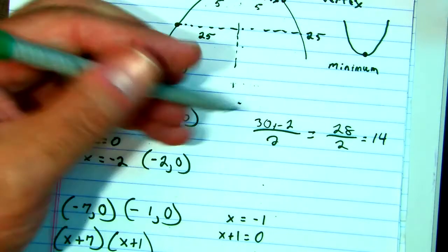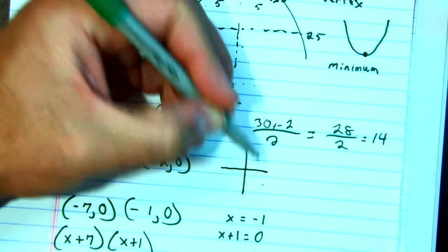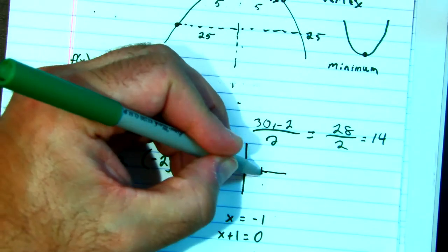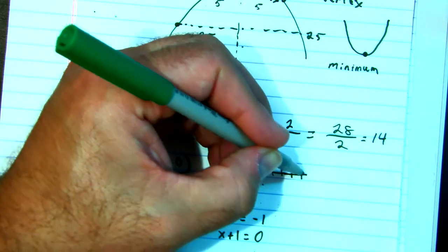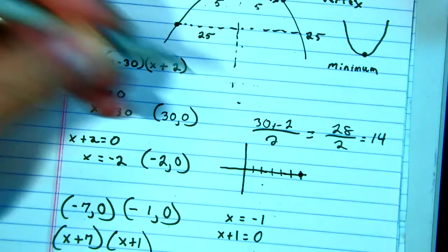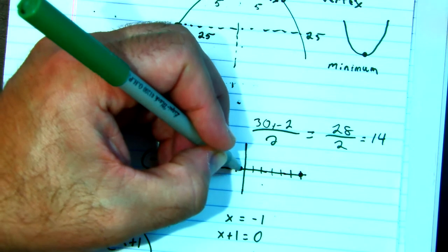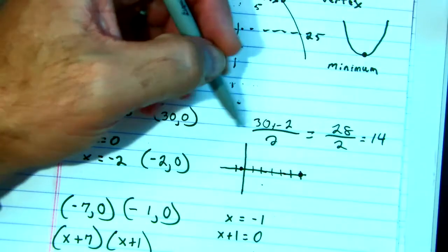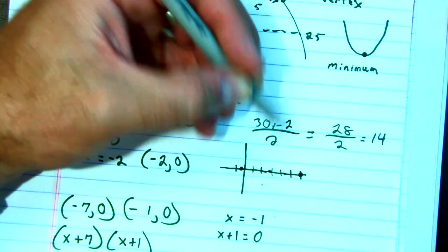So let's just do a quick generic graph. I'll do this, just quick. And let's pretend I go ahead and mark these off. It'd be 5, 10, 15, 20, 25, 30. So here we go. There's one of my x-intercepts. Then I go this way. This would be 5, so negative 2 would be somewhere around here. Okay? And I know that in between that is 14. So 5, 10, 15, and I put it right there.